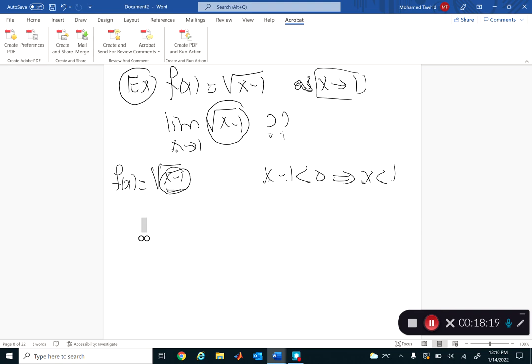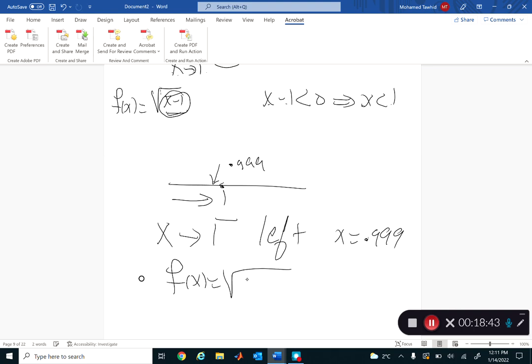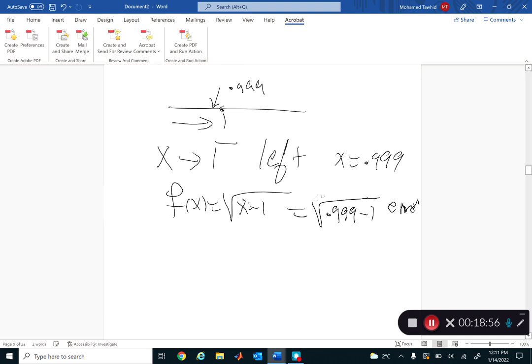Which means, for the limit as x close to 1, if I take x close to 1 from the left, I take a number close to 1, like 0.999. So x close to 1 from the left, right? Say take x equal 0.999. So your f of x here is square root of x minus 1, which is the square root of 0.999 minus 1. If I use technology here, you will have error. Error means it's undefined.